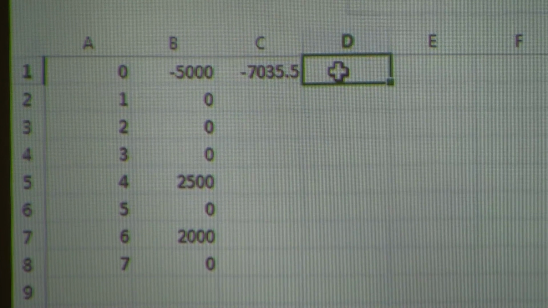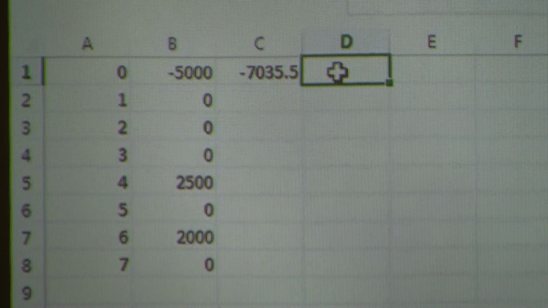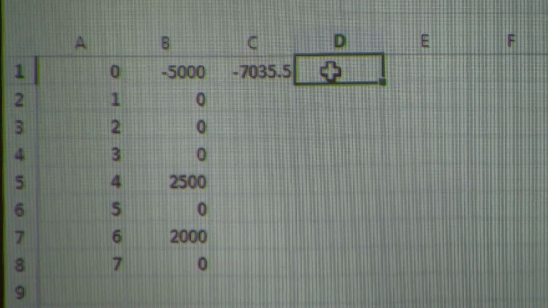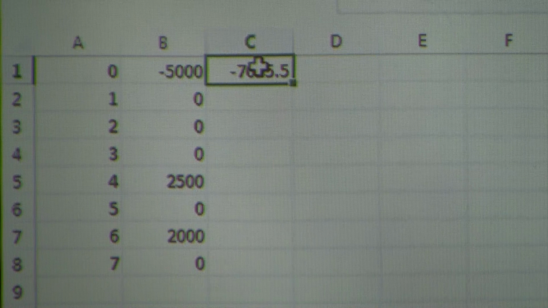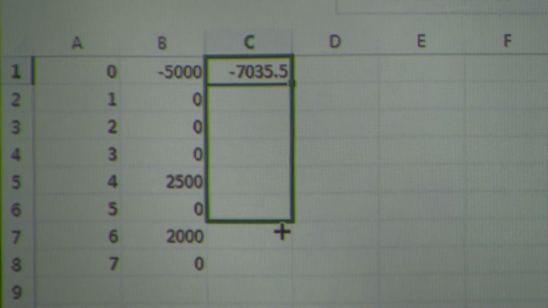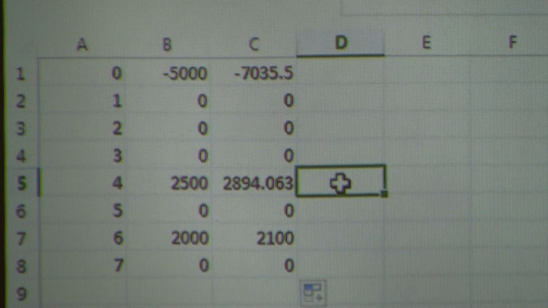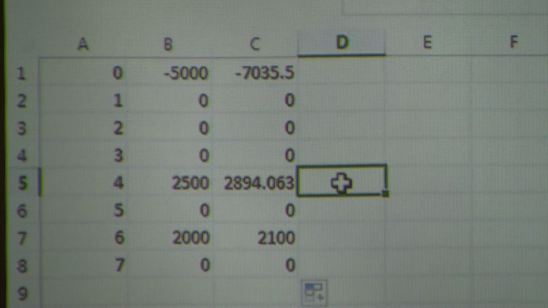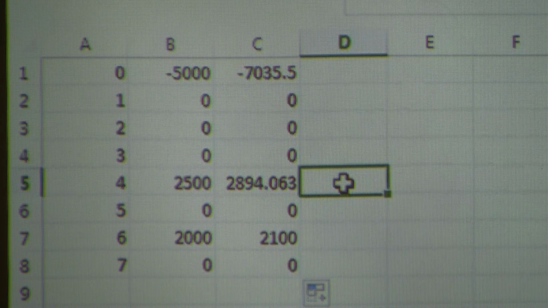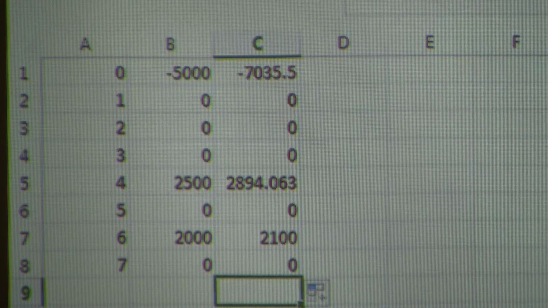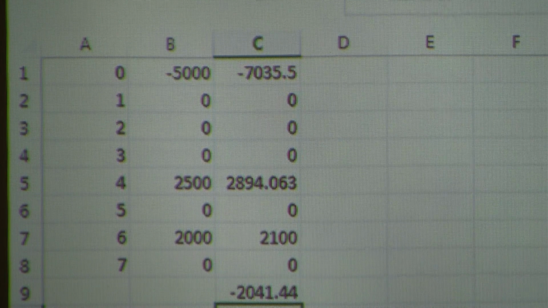So what this number represents, if I put $5,000 in the bank at 5% for 7 years, I'll have $7,000 at the end of 7 years. That's what that number represents. If I put $2,500 in the bank at the end of year 4 and let it sit for 3 years, I'll have $2,894. That's what that number represents. So all these numbers have been moved to future value. They're all in year 7. I can just take the sum.